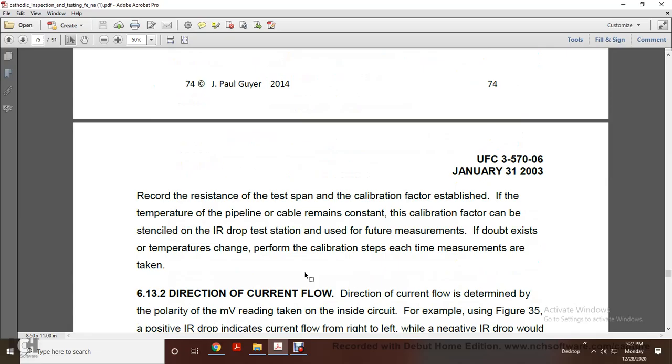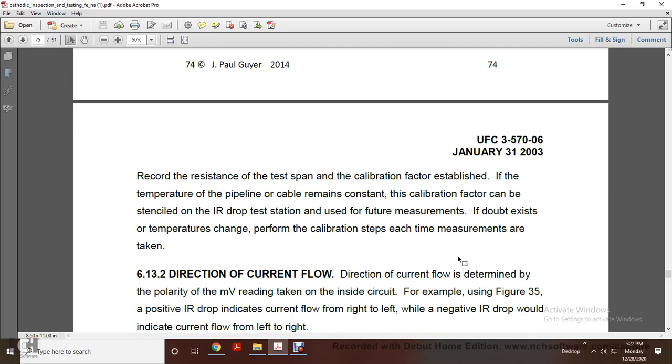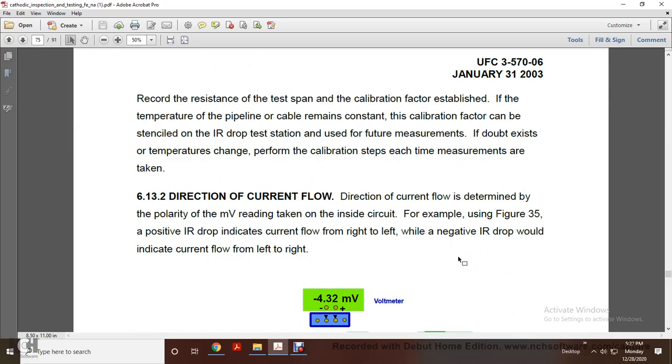Record the resistance of the test span. The calibration factor is established with the temperature of the pipeline and cable remaining constant. Calibration can be established with the ampere drop test station used for future measurements of the difference. If temperature changes exist, perform the calibration steps at the time measurements are taken. 613.2, direction of current flow. The direction of the current is determined by the polarity of the millivolt reading from the inside circuit. For example, in figure 35, a positive millivolt drop indicates current flowing from right to left, while a negative millivolt drop indicates left to right.